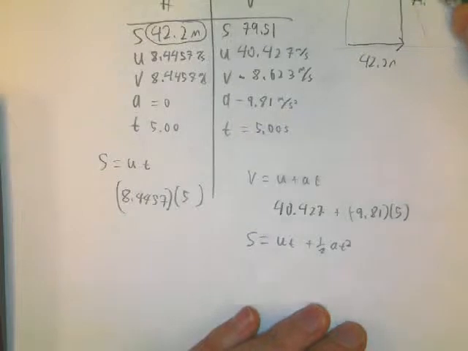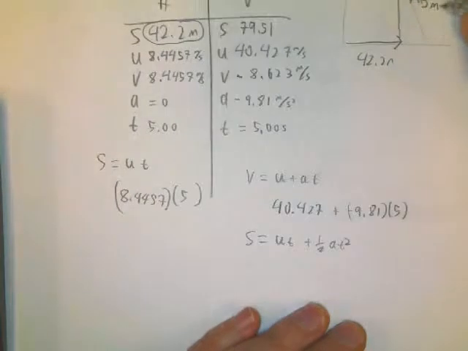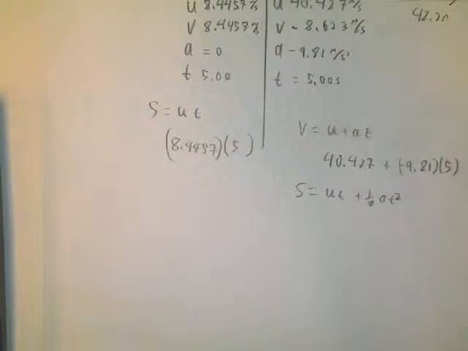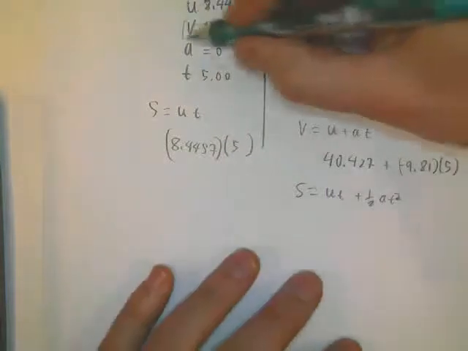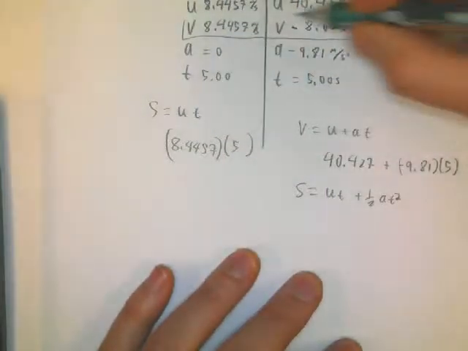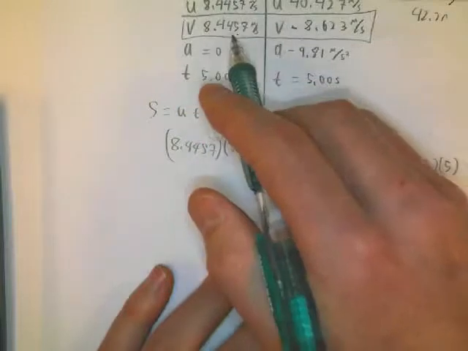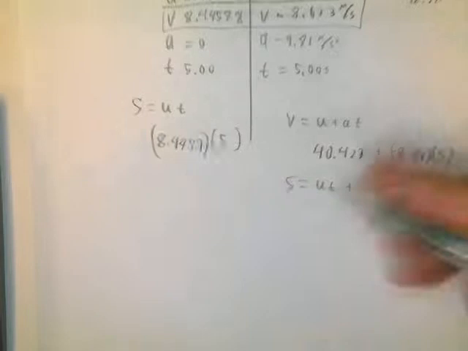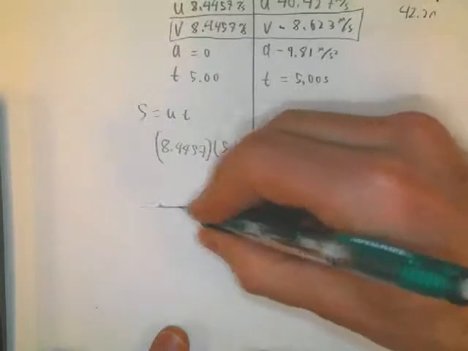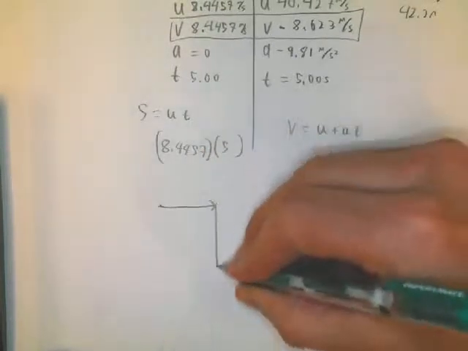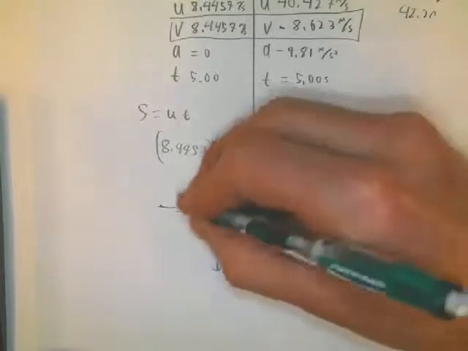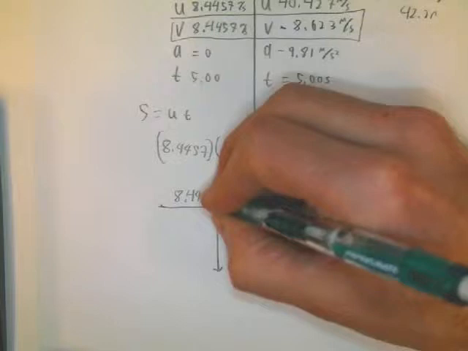And it says find the velocity in angle magnitude notation. Our velocity is 8.4457 over and 8.623 down. So we need to make that into an angle magnitude vector, which looks like this. This is our 8.623, this is our 8.4457. We can find a hypotenuse there, and we can find this angle in there.